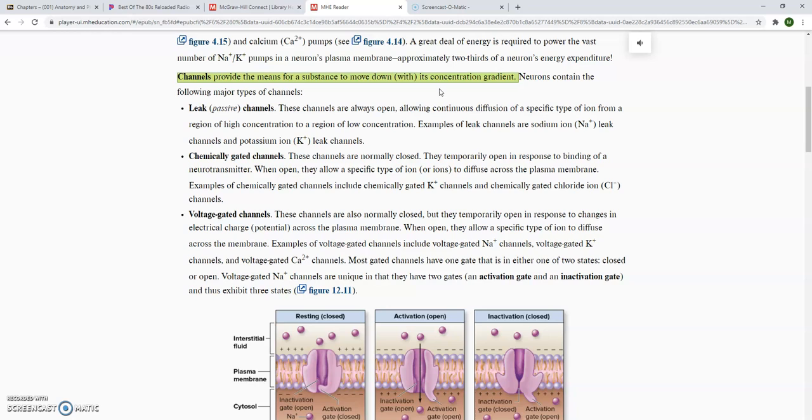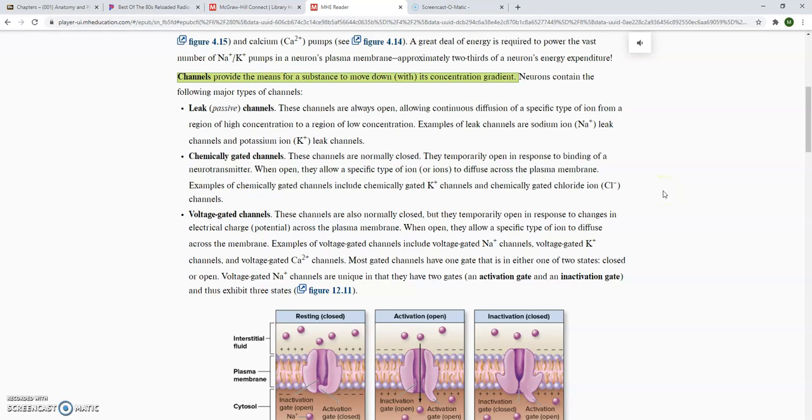So these are the ones that are normally closed. What will happen to cause them to open is a chemical, usually a neurotransmitter, will bind to them. So they'll have a specific area on their surface where there's a chemical that has the right shape that can bind to it. They're typically closed, but if that chemical's present and it comes along and binds to it, and again, the chemical is usually a neurotransmitter, then they will open.